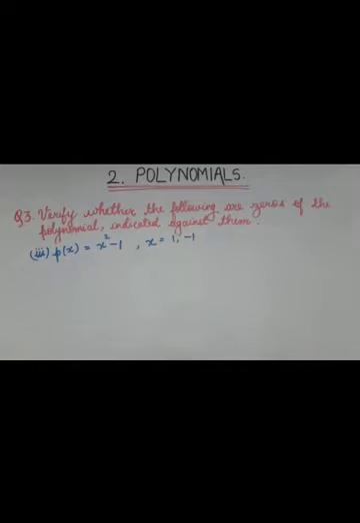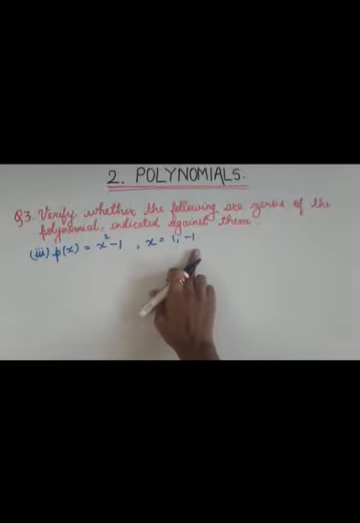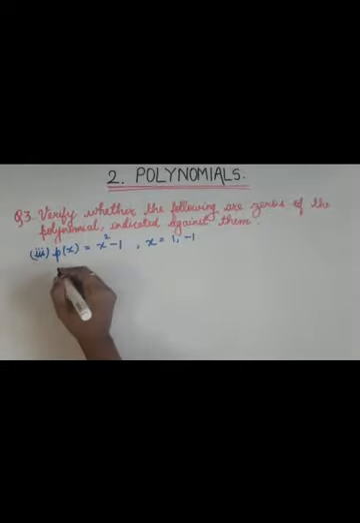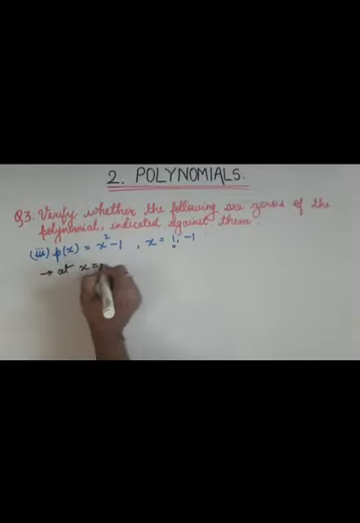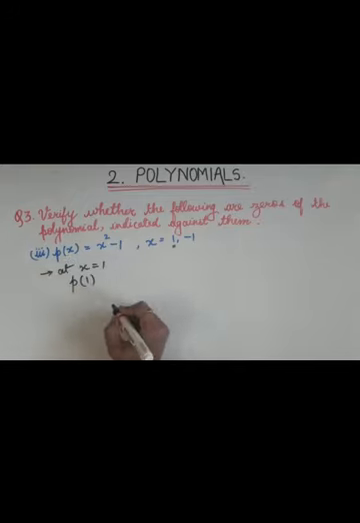Okay. So let us solve it the same way as we have been solving, only we are going to do it for the two values now. So let us do it for the first value, that is 1, first. So at x is equal to 1, p of x, now we are going to substitute x as 1.